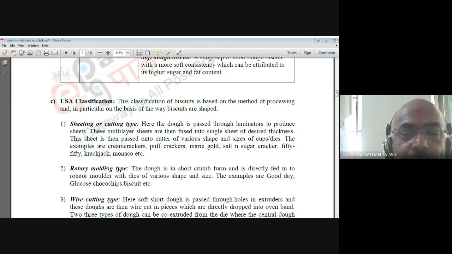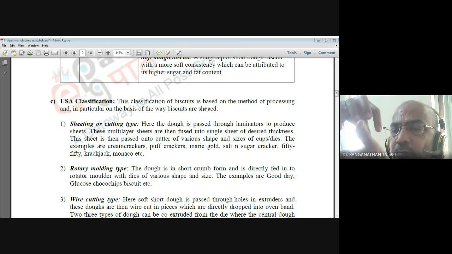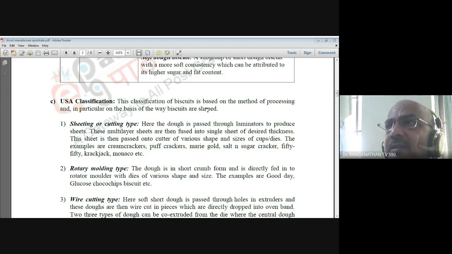The other thing is rotary molding. What is rotary molding? It goes as a sheet, and this sheet is rolled over by molds, similar to, I don't know whether you have seen a chapati making machine. The dough goes like this, and the roller which contains the mold impinges, so you get that circle or whichever shape it is, and then it goes on. So this is a rotary molder type, something like your Good Day, etc., comes under this category. Okay.